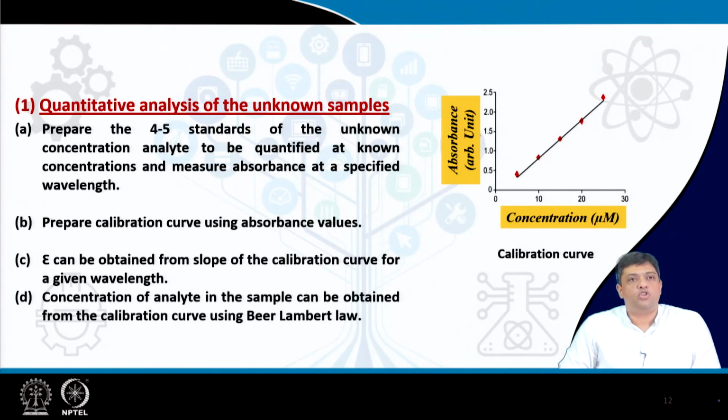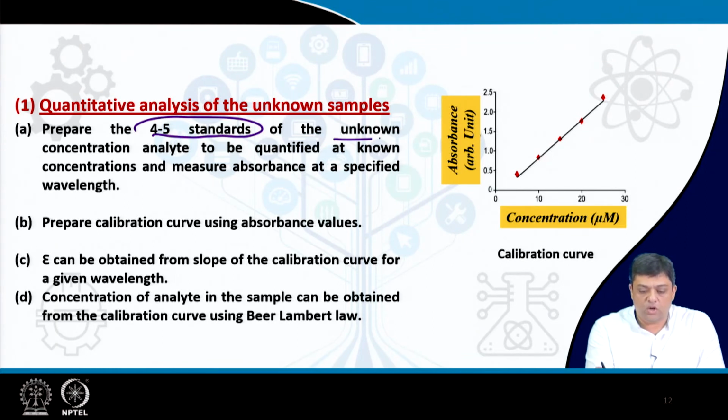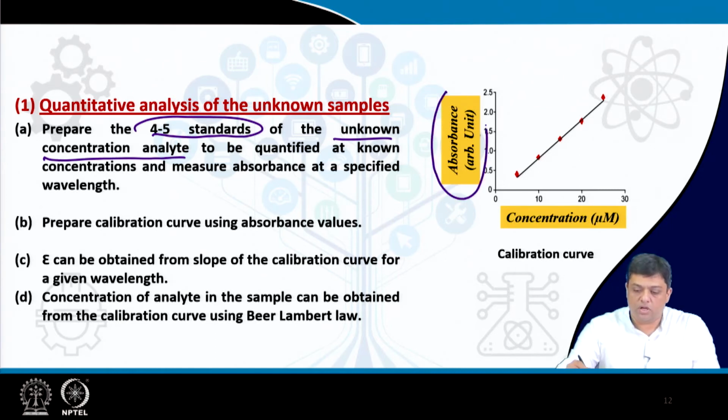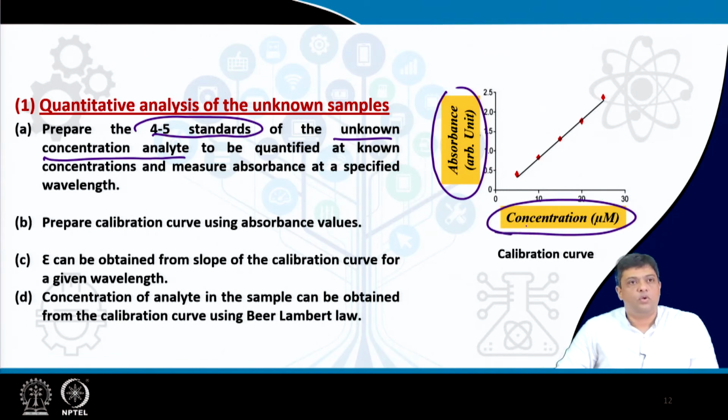This is typically what you do. You prepare 4 or 5 standards of known concentration of the analyte, and then you have the data which is plotted as a function of absorbance and concentration. After you have prepared the calibration curve, you can then obtain epsilon from the slope of the calibration curve for a given wavelength.